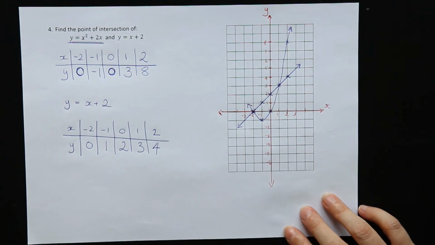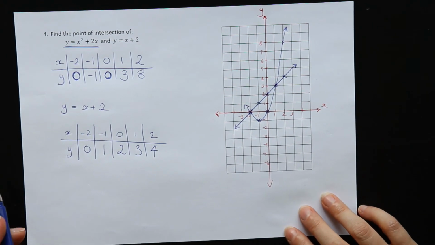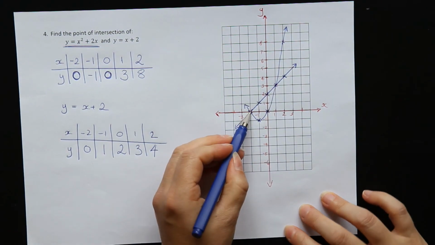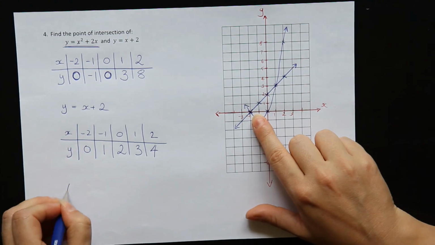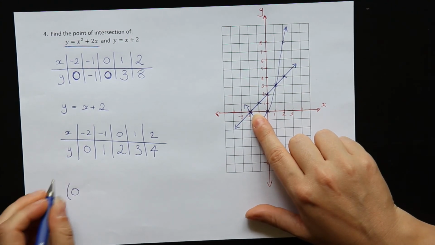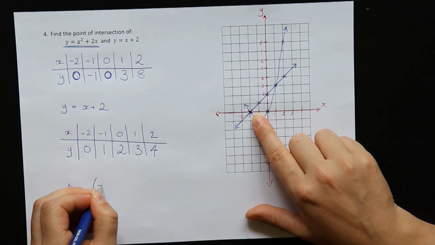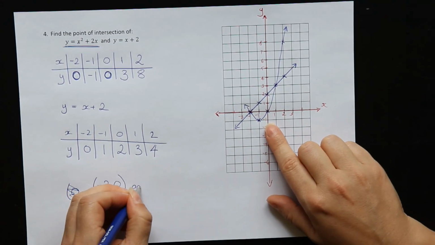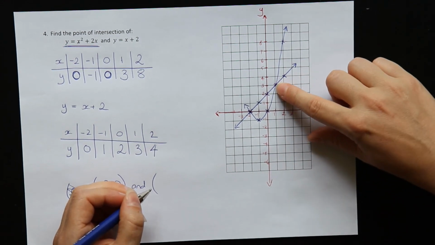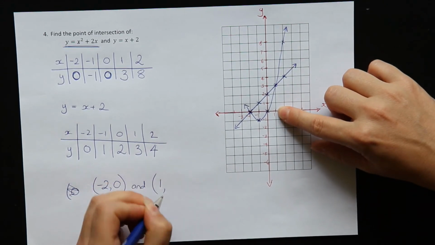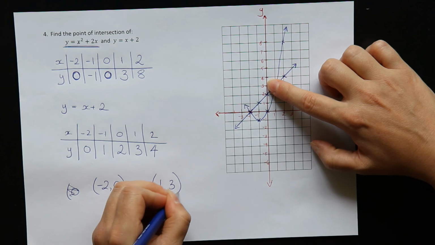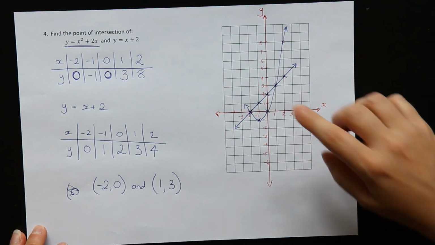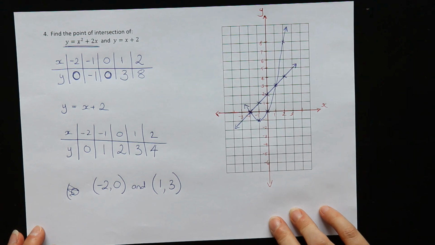Now we were asked to find the point of intersection. There's actually 2 of them. There's one here and there's one there. So this point of intersection, x is 0. No, it's not, sorry. Let me start that again. x is -2 and y is 0. And for this point here, x is 1 and y is 3. So -2, 0 and 1, 3 are the points of intersection of those 2 graphs.